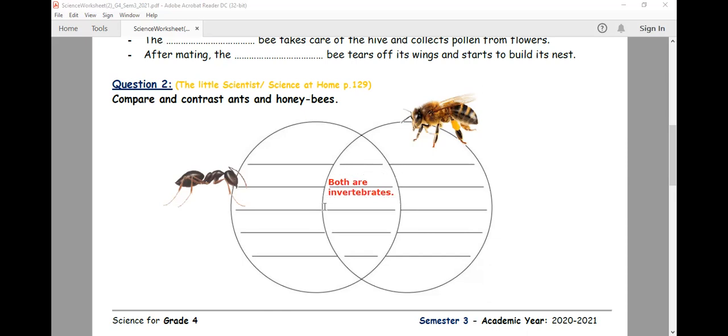Both are cold-blooded. What else? The insects are oviparous. Both are oviparous. Bravo. Great job.